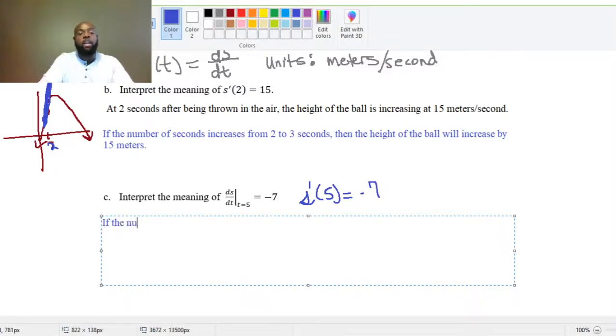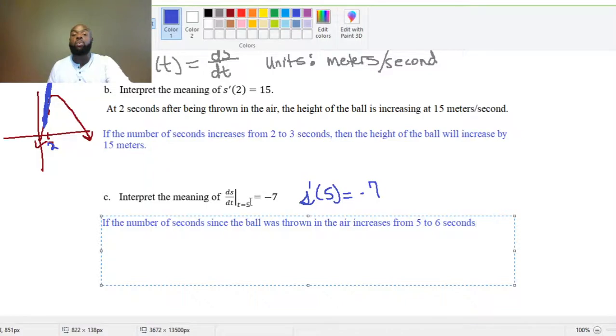that if the number of seconds, let's type, since the ball, okay, I didn't write this the first time, since the ball was thrown in the air increases from 5 to 6 seconds, right? And I chose 5 to 6 because our t equals 5 here. We're finding s prime of 5, right? Then the height of the ball will decrease by 7 meters, and that's it.